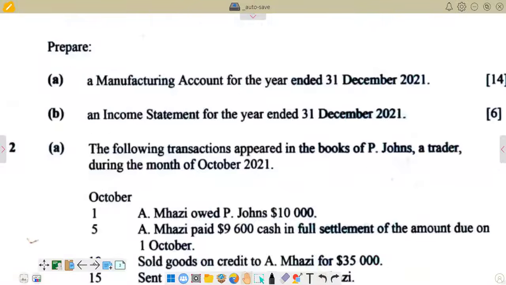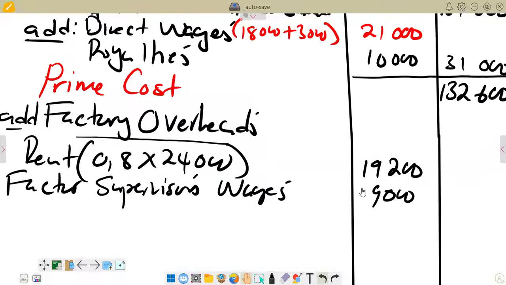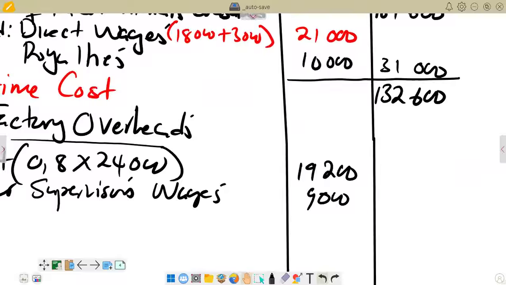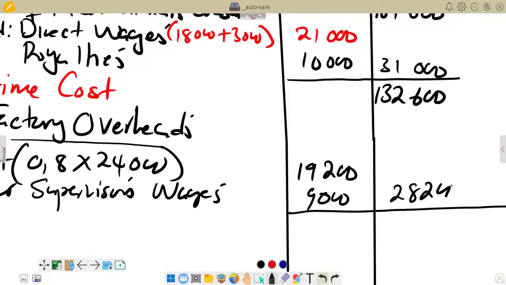So we can come back to add to get the total. Say now 90,200 plus 9,000. So if you add the two, the total is supposed to come here. 90,200 plus 9,000, you're going to get 99,200. So we are saying 99,200. And then this one was supposed to be added to 132,600, to get our total here, which is now going to be 160,800.